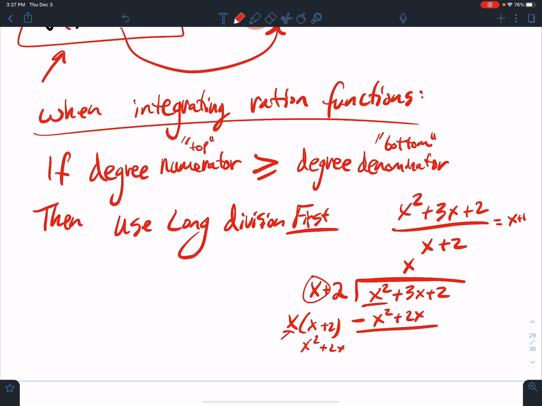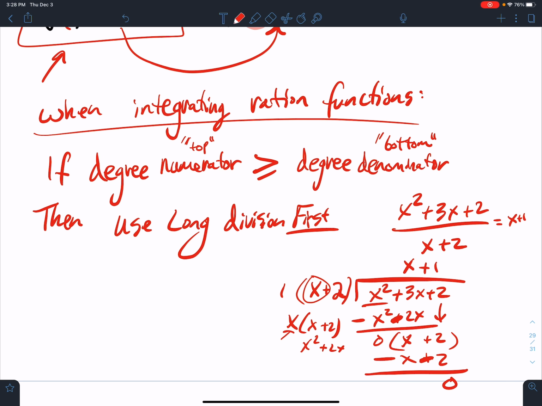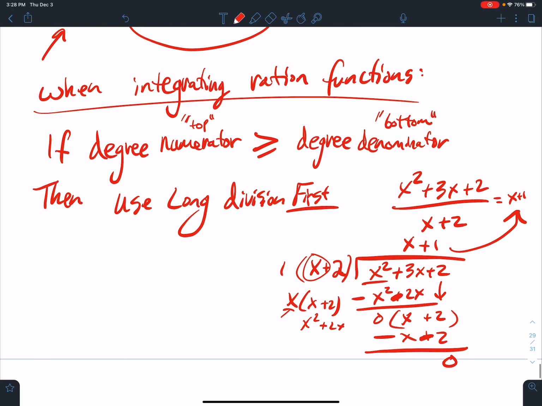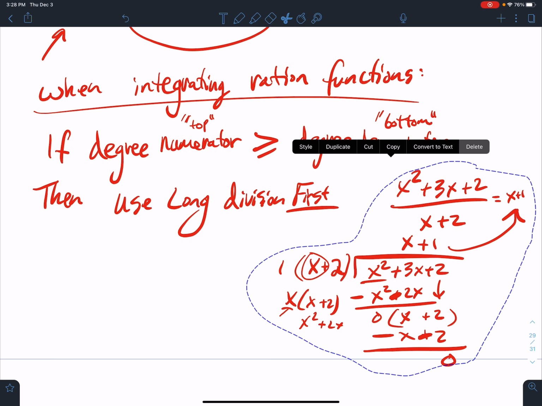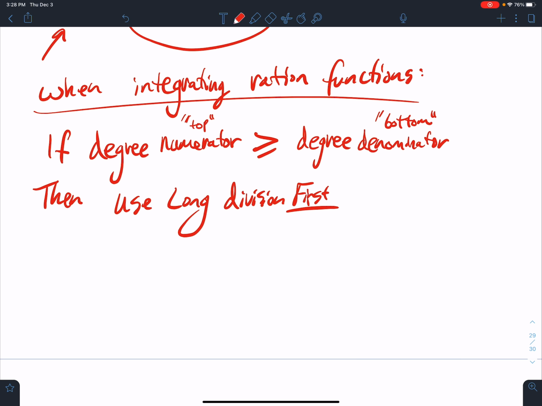Draw the line, change the sign, and that's 0, this is x, and then drop down the 2. Then how do I get x plus 2 from x plus 2? I multiply by 1, so I put that plus 1 there, and I have x plus 2, draw the line, change the sign, and I get a remainder of 0. So my answer is x plus 1 there. That's just a quick rehash on how to do long division. If you need more help with that, you can go back to my college algebra videos, where I explain how to do that. Just search for long division in the search bar for YouTube on the Clark way.